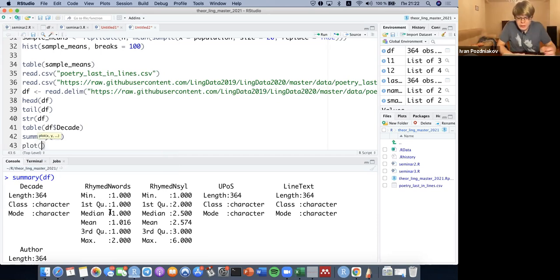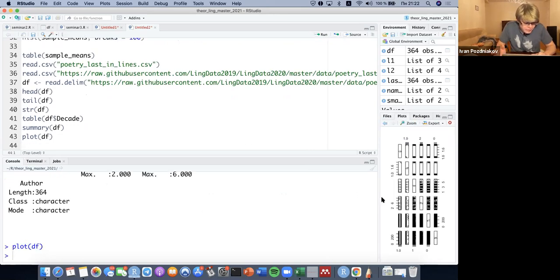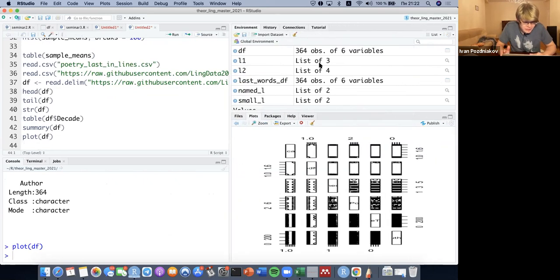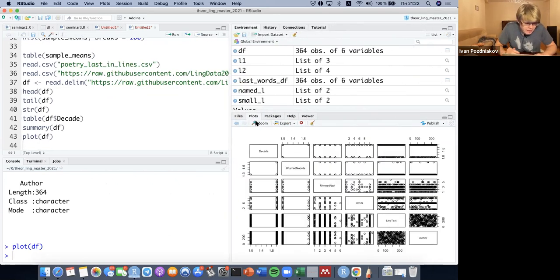For example, you can even try to plot our data frame. What do you think will happen? Any ideas? Okay, maybe you don't listen to me now because it's too late. Okay, so just try it. Just try and you'll get something very, very nice. You'll get something like a matrix of scatter plots for each pair of columns.